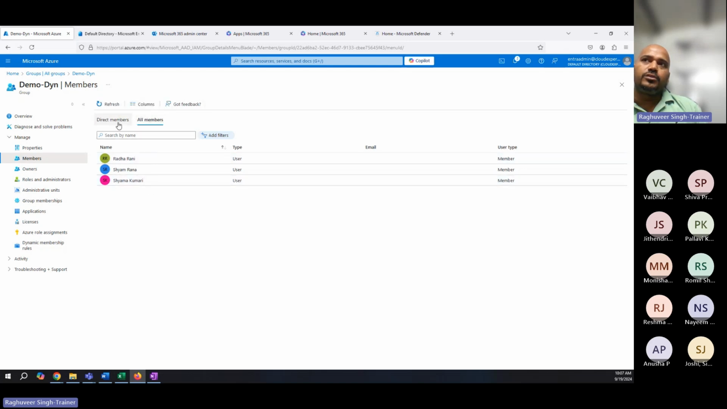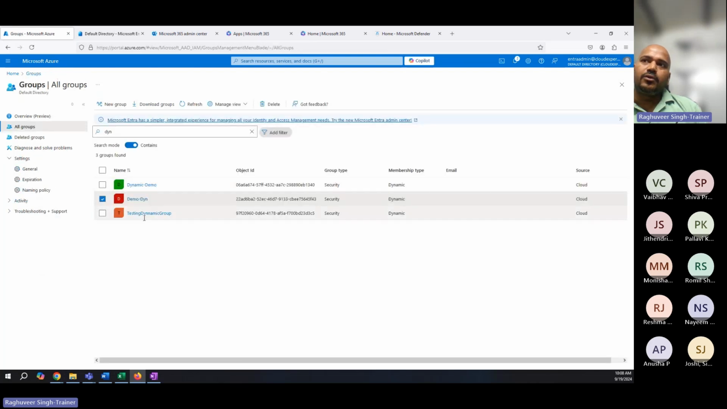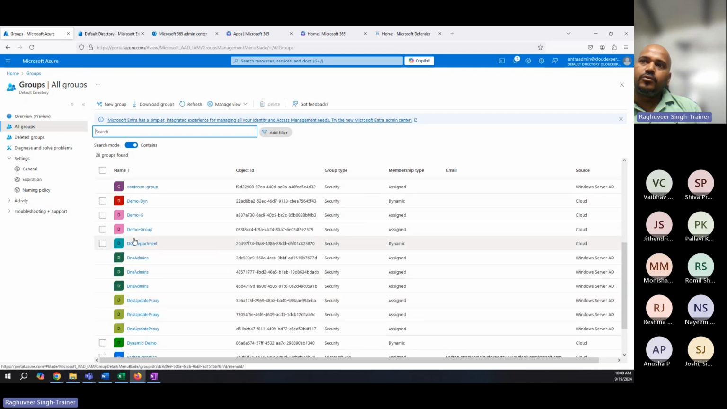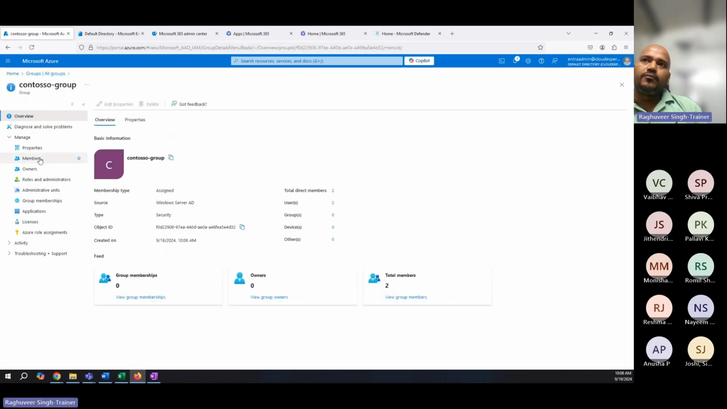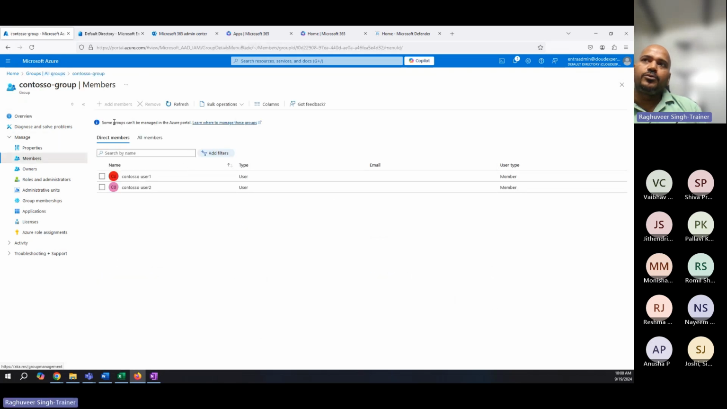The other thing is, I can also add members to a group. Now you can see, okay, they have removed that capability. Do you see that I don't have an option to add members to this group? Right now it says members, but I don't see an option to add members. But if I go to any other group, for example, the Contoso group, and go to members, I will have an option to add members here.